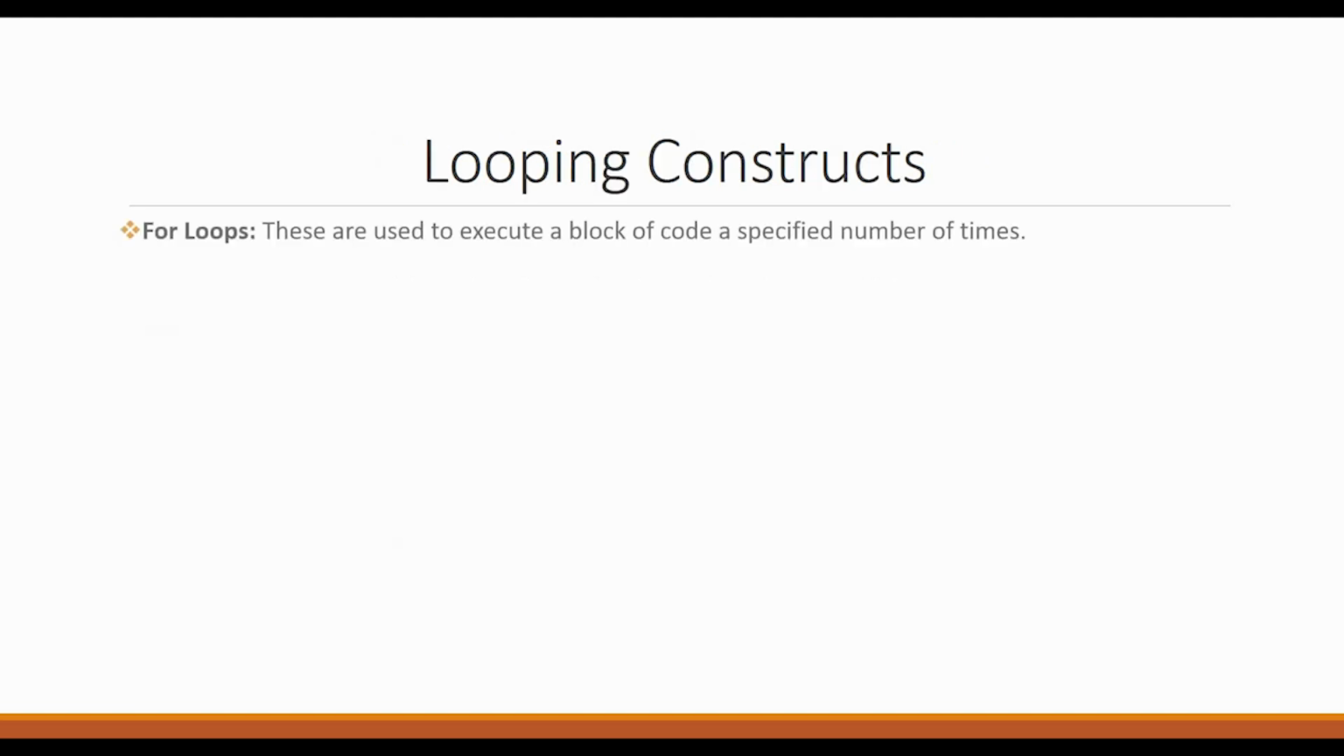Okay. So now let's see the loops. The for loops are used to execute a block of code a specified number of times. For example, if you want to get the list of numbers from 1 to 10, this is how the code is: for I as integer equal to 1 to 10. Execute. This will loop the numbers from 1 through to 10. That is what we use the for loop for.